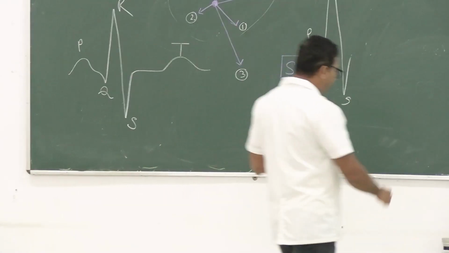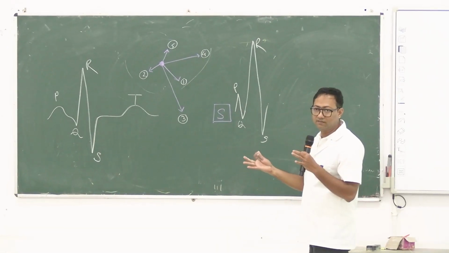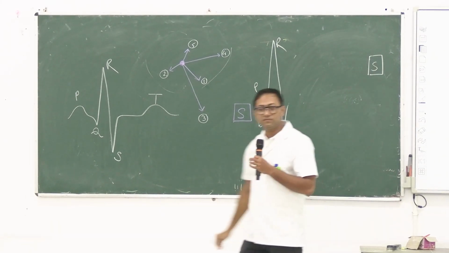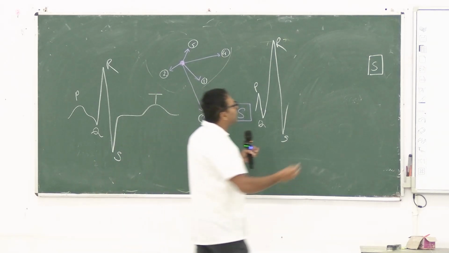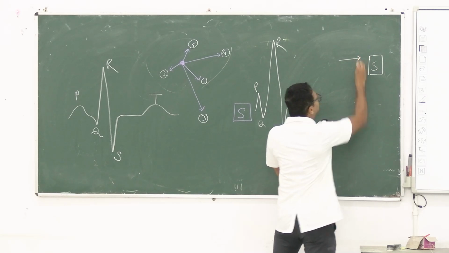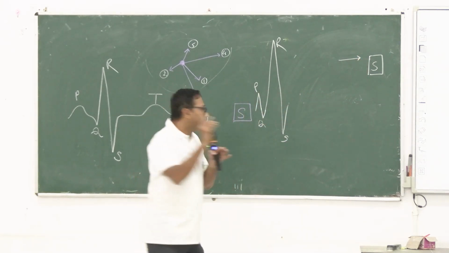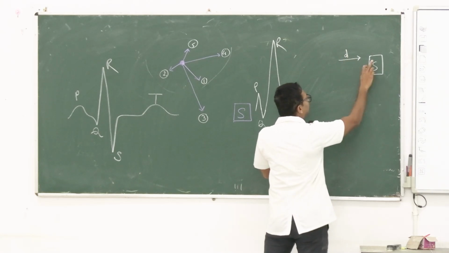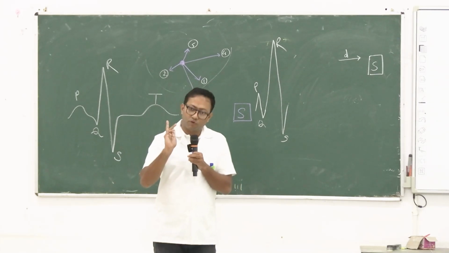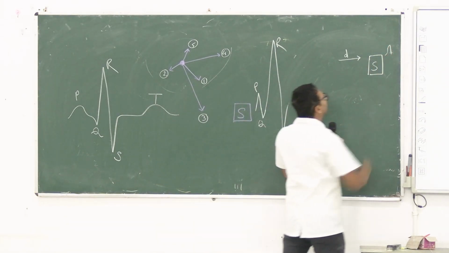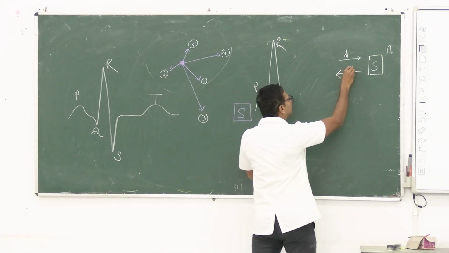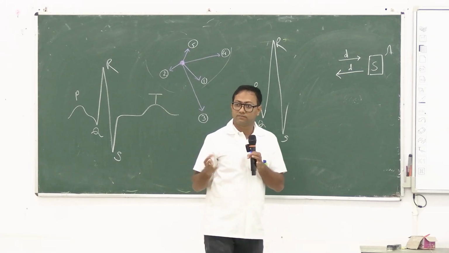Now, you have a sensor. Say for example a depolarization wave is traveling towards the sensor. The sensor will give you a positive signal, right? A depolarization wave moving away from the sensor gives a negative signal.